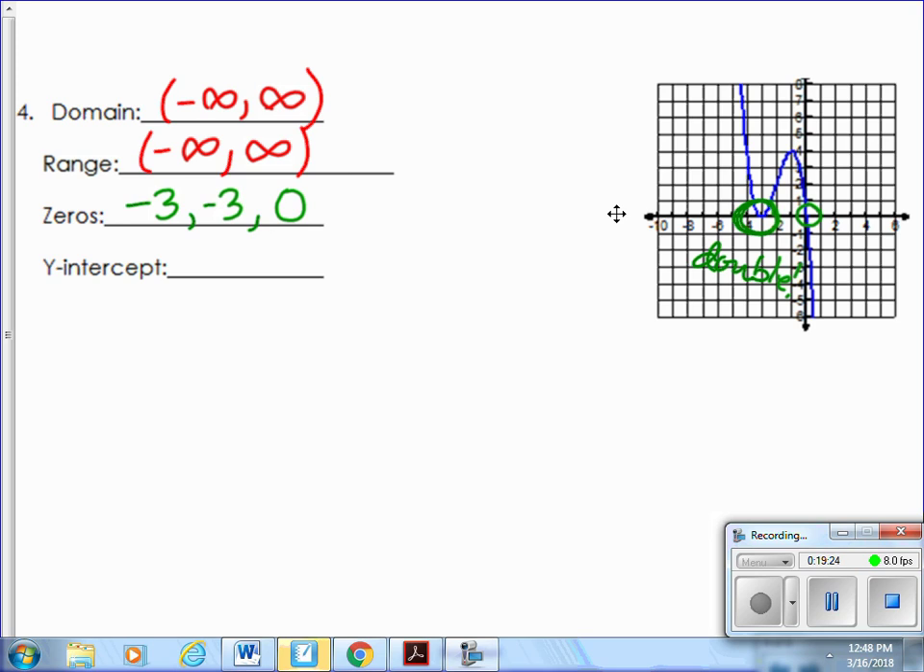Last thing we've got to look at, we've got to say, well, what about my y-intercept? Where does it touch the y-axis? Well, this graph touches the y-axis right again at the origin, and the y value at the origin is 0. Or you could write it as the ordered pair (0, 0).